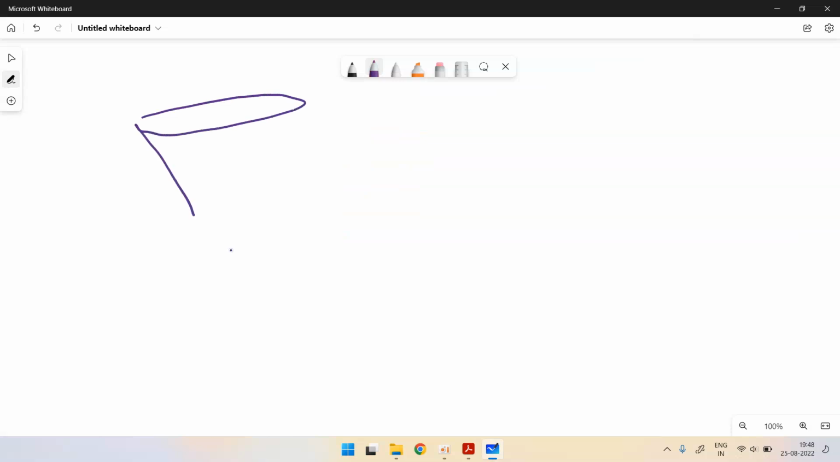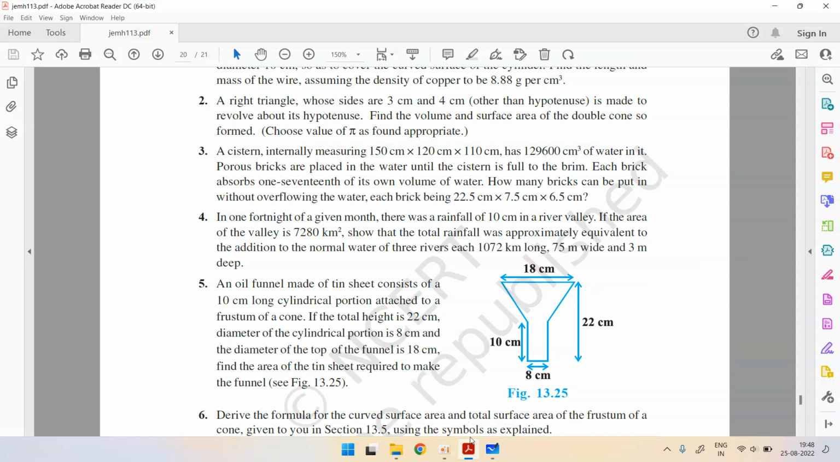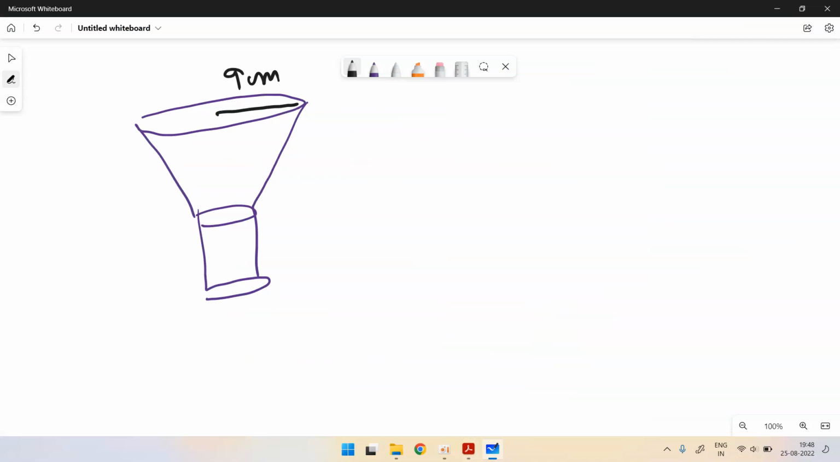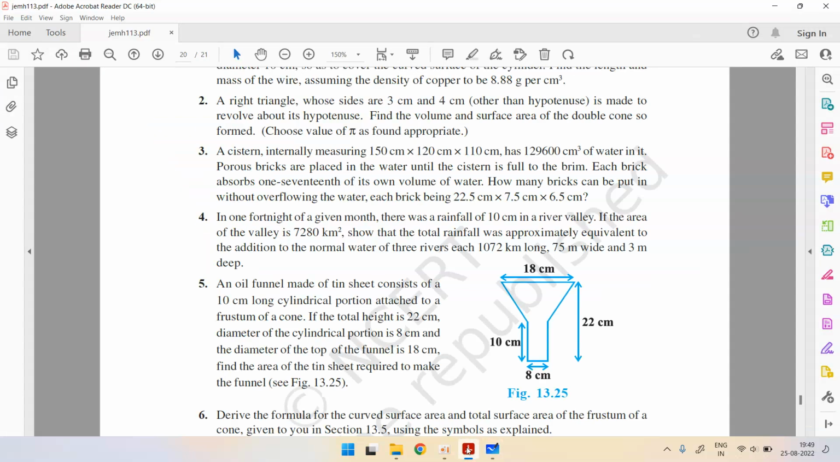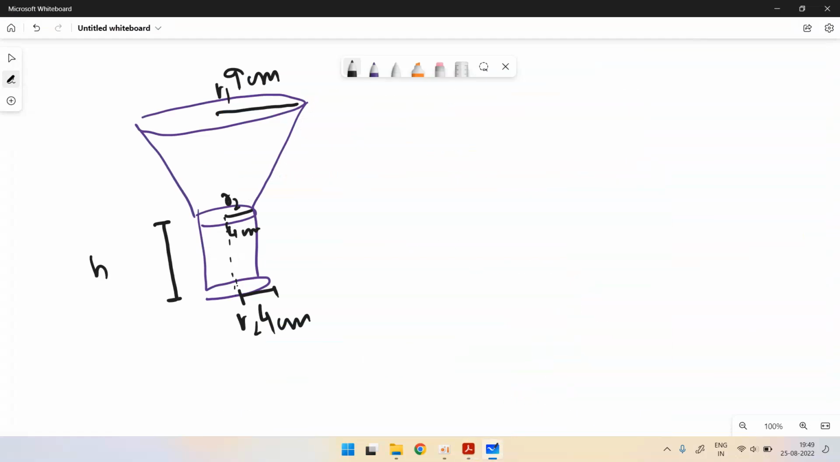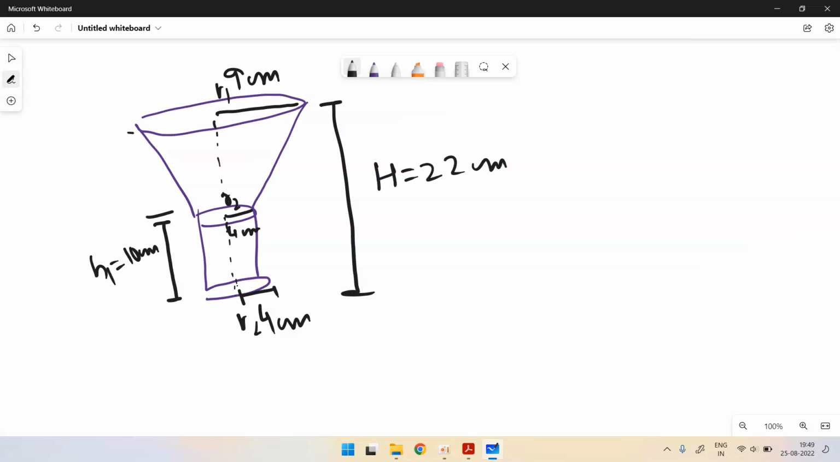This is a funnel. You have seen a funnel at your home also. See, diameter is 18 and 8, which means the radius will be 9 centimeter and 4 centimeter. R1, R2. So this is 4, this is also 4 centimeter. Right circular cone. This is R2, this is also R2. So this height is given as H1, as a cylinder of 10 centimeter long cylindrical portion. Total height is given as 22 centimeter. So you can easily find the height of this part by subtracting: H2 equals H minus H1 equals 12 centimeters.